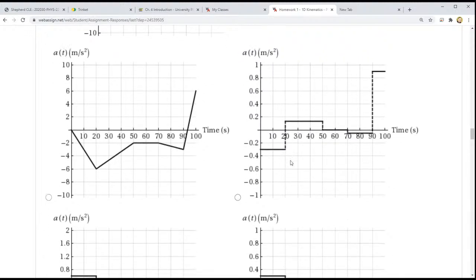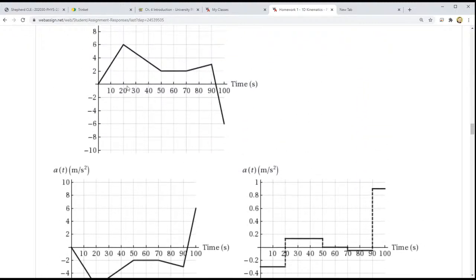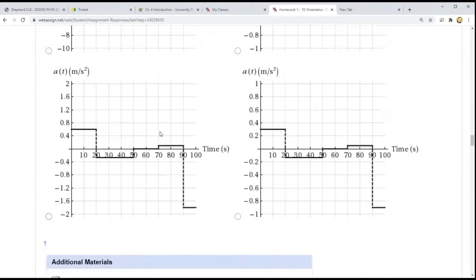This option's out because you have constant accelerations, but you start with negative acceleration, and that's not what we're seeing here. We're seeing positive acceleration. So it's got to be one of these two. You have positive, negative, 0, positive, negative. Then it comes down to, well, they look exactly the same qualitatively. So you got to look at them and say, well, which one is the correct one quantitatively?